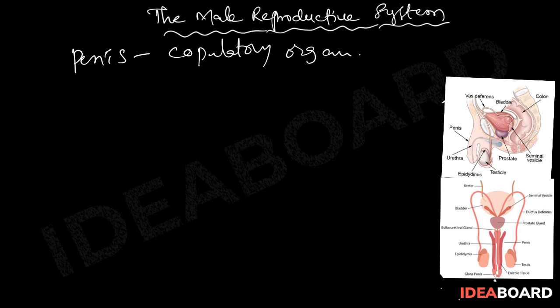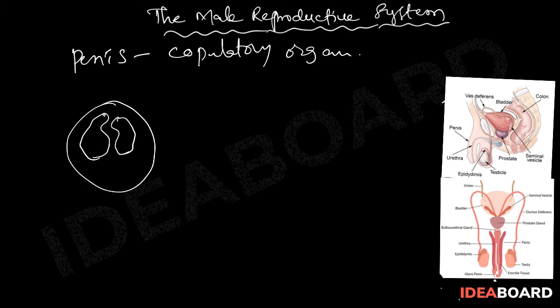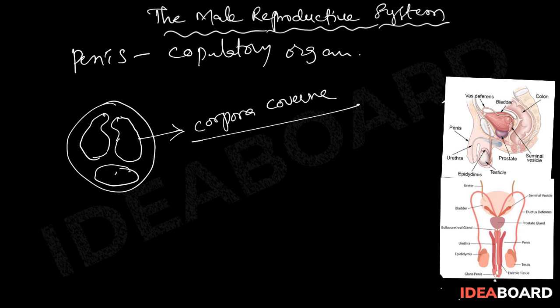The penis is made up of three columns of muscular bundles. If you see the penis structure, there are three columns of muscular bundles. In these three columns, many blood sinuses are present. These two dorsolateral muscular bundles are called corpora cavernosa, and this midventral muscular bundle is called corpus spongiosum.